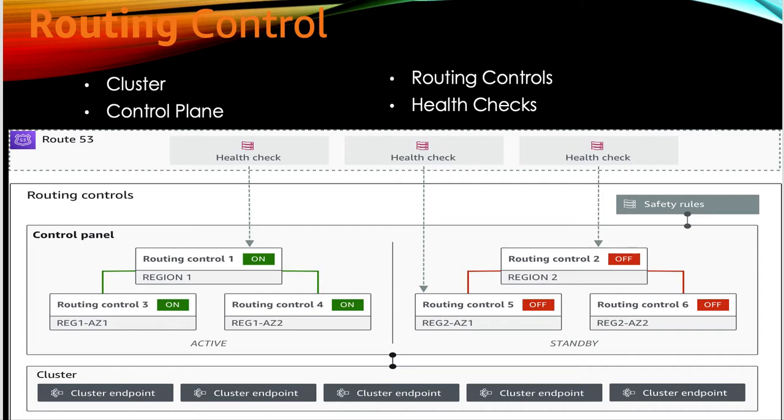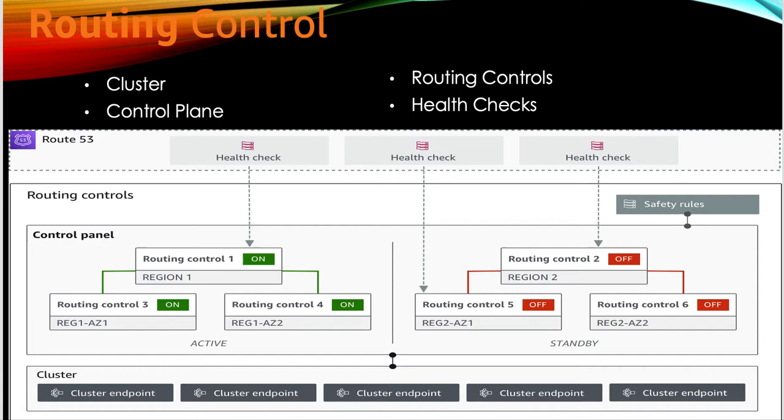So in this video we will talk about routing control. So what is routing control? Like I mentioned in my last video, routing control provides you a single button facility to route your traffic from one region to another region. So readiness check tells you whether the region is ready or not to fail over, and routing control gives you a mechanism, a single on or off switch, to route traffic from one region to another region.